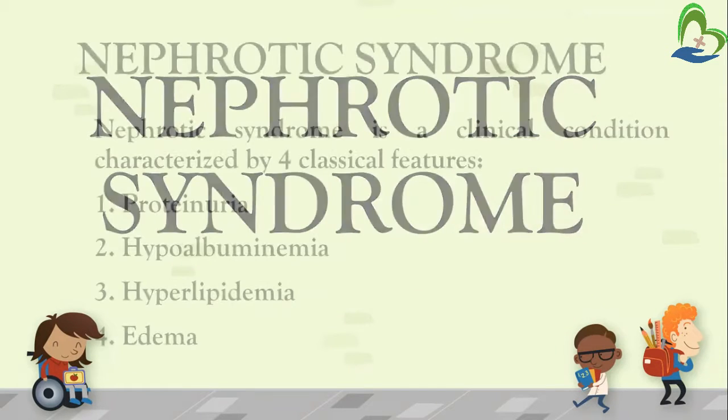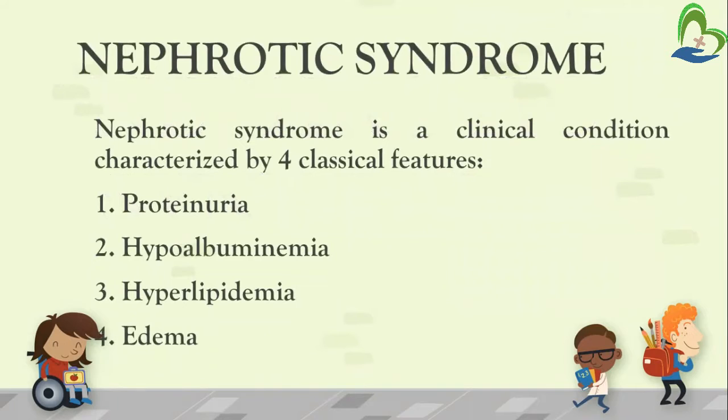What is that? Nephrotic syndrome is a clinical condition characterized by four clinical features. The first one is proteinuria, then hypoalbuminemia, hyperlipidemia, and edema. These are the four classical clinical features of nephrotic syndrome.